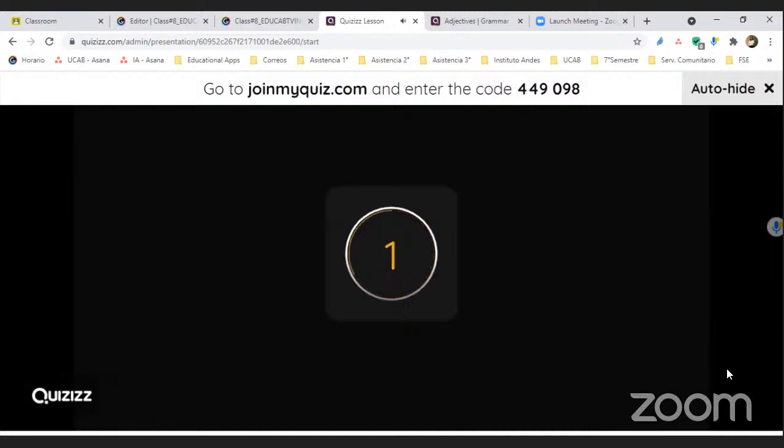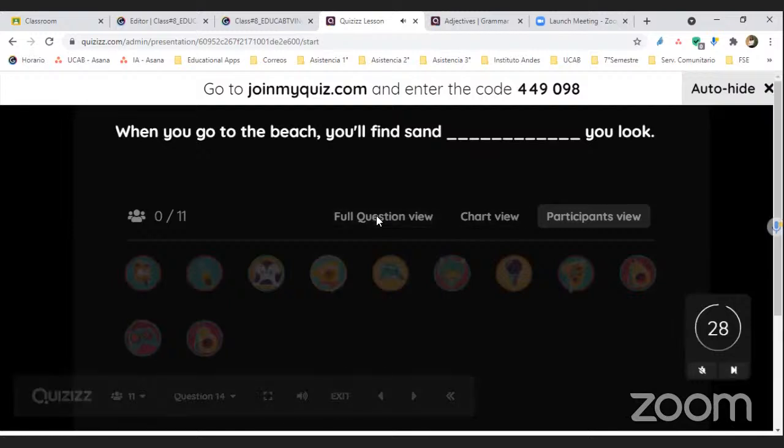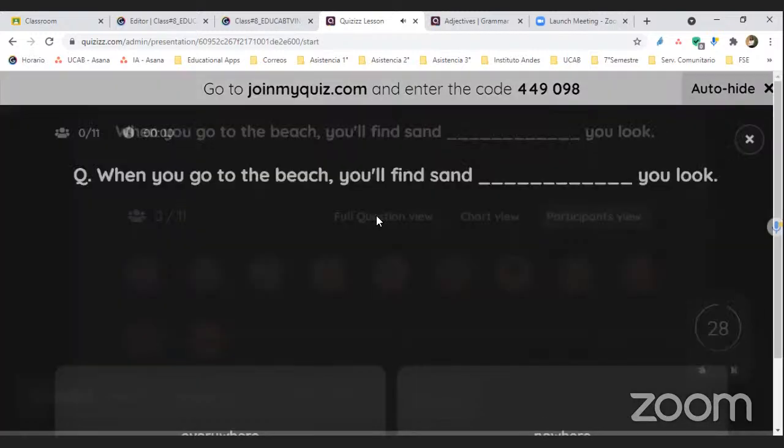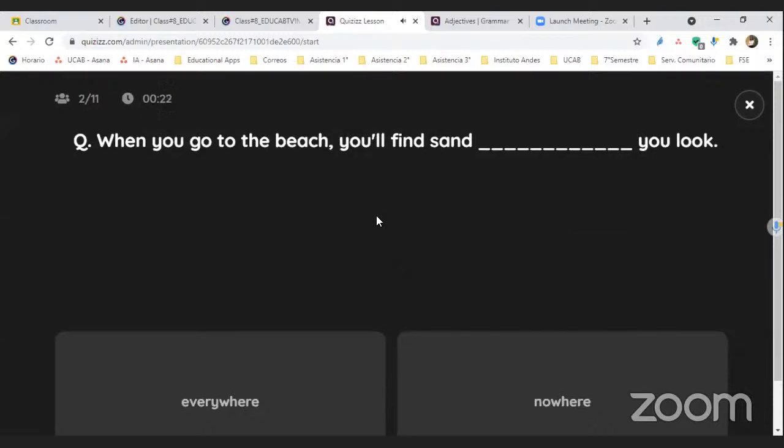So let's make our last effort, okay? When you go to the beach, you'll find sand everywhere or nowhere you look, okay? So imagine that you go to the beach, that you find sand everywhere or nowhere you look.